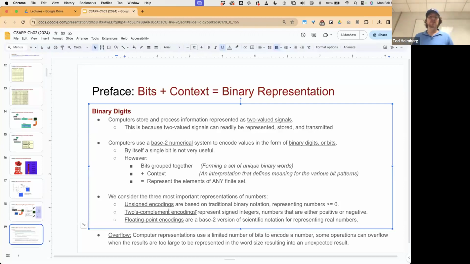And then finally, the other type of value. The first two that we talked about in particular are integer values. Those are discrete values.